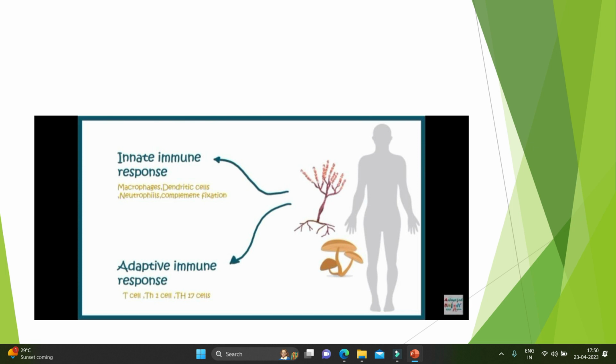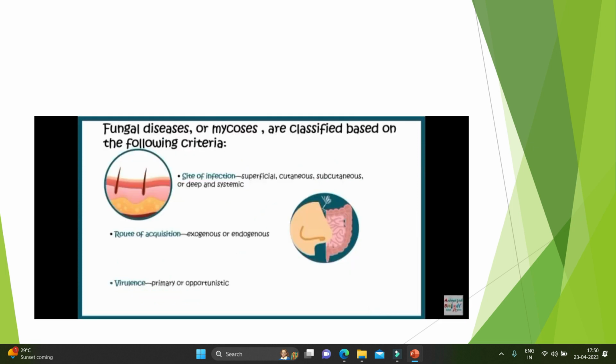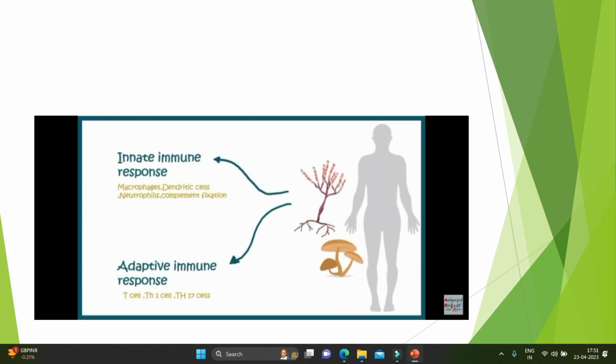Now, fungal diseases or mycoses are classified based on the following criteria. First of all, site of infection, whether it is superficial, cutaneous, subcutaneous, or deep and systemic. These are important factors that you think about. Then, the route of acquisition, it could be either endogenous or exogenous, coming through inhalation, or might be present already in the gut mucosa, our gut lining, and lastly virulence, whether it is primary or opportunistic. So against these fungal pathogens our body mounts two types of immune response.